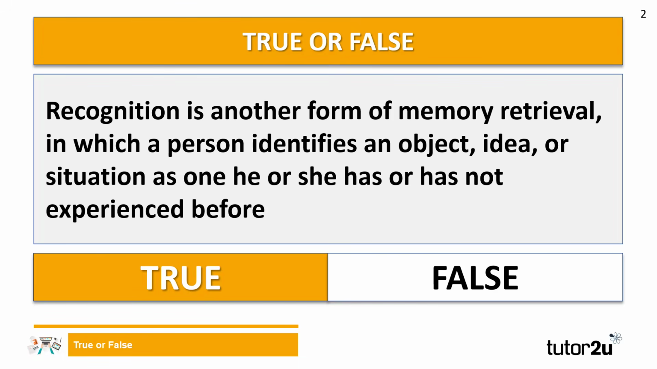Number 2, recognition is another form of memory retrieval in which a person identifies an object, idea, or situation as one he or she has or has not experienced before. So read that again if you thought that was a bit wordy. Some of these definitions can be tricky at applied psychology.